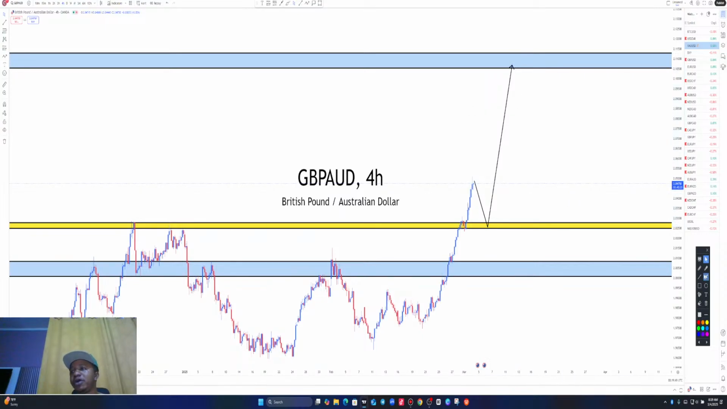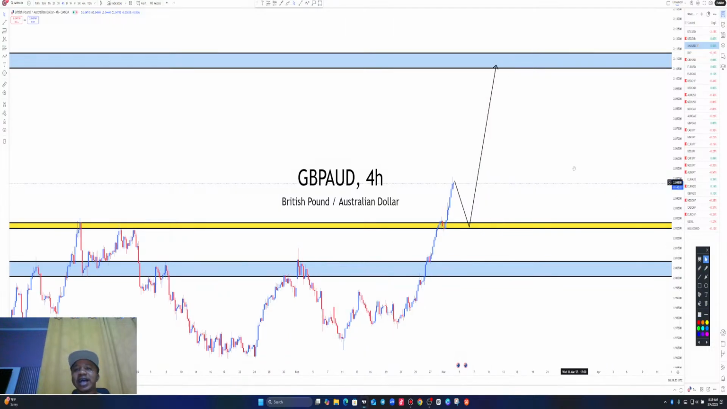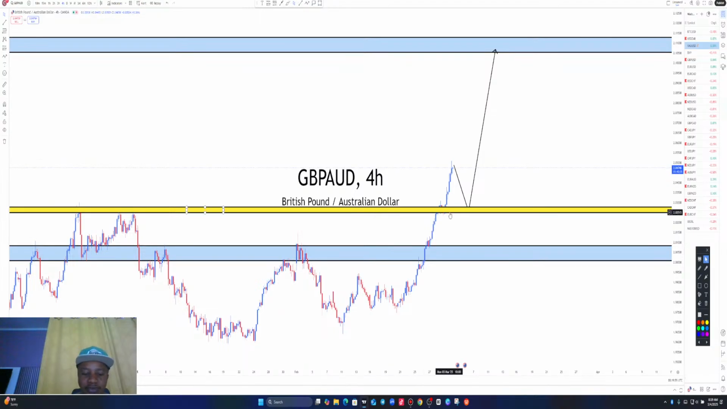So if price can drop all the way back to this yellow zone, or the weekly resistance level as well as support, then we'll be able to pick an entry from here all the way to the next monthly resistance level. So GBP AUD, this is the full and complete technical analysis as well. All right, let's go to the next pair.